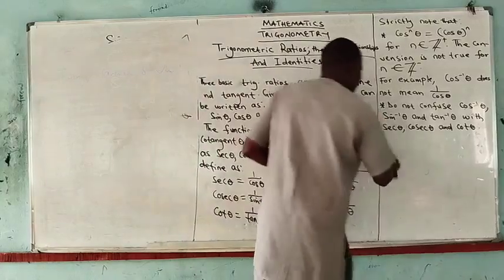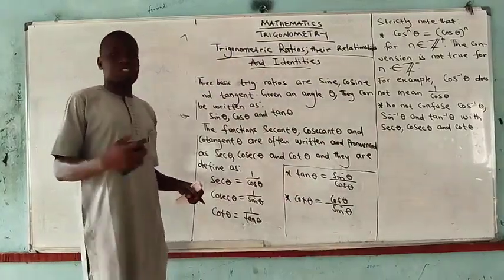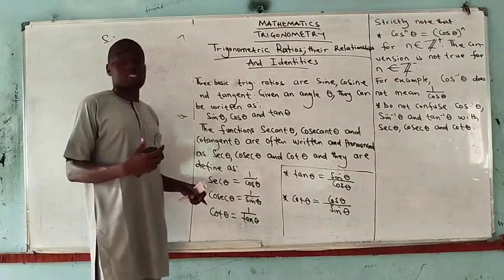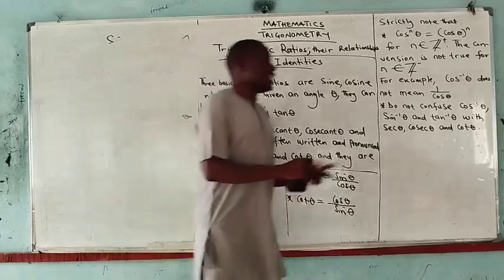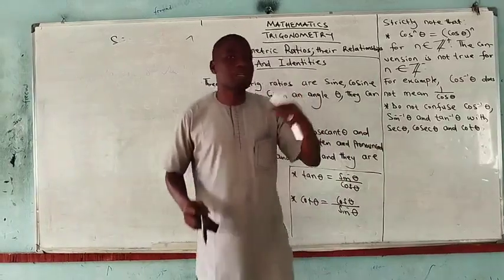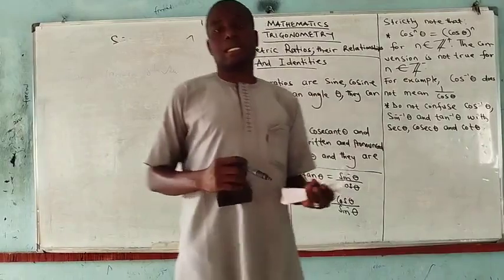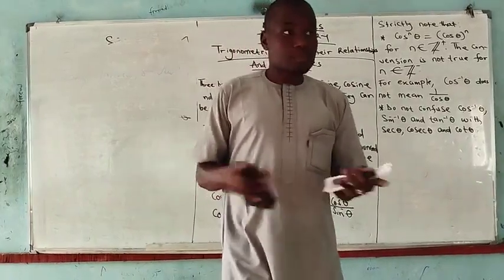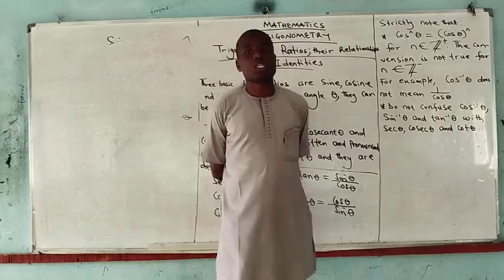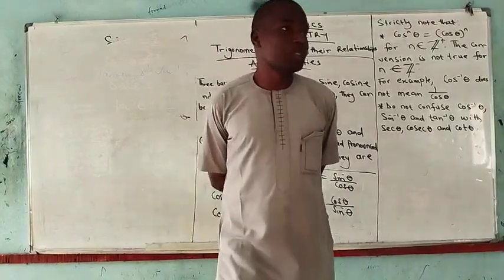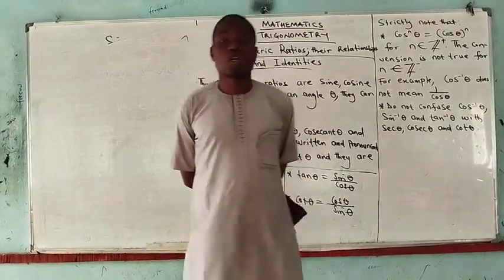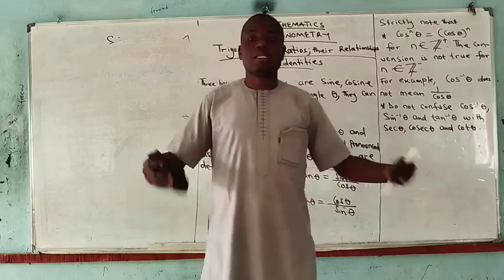These are the basics, the foundations, before we start talking about the identities. So you cannot confuse them. You cannot confuse sine inverse with 1 over sine, or cos inverse with 1 over cos. Understand? So as we move further, by the grace of God, you will understand what we're talking about when we come to the trigonometric identities.